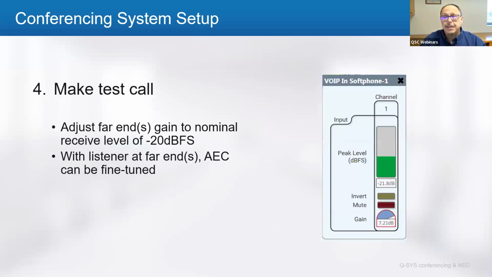The next thing is make a test call. We're going to adjust the far end's gain to a nominal level. When the far end audio comes in, while we're making the test call, we're going to adjust that level and make sure that it's -20 dB full scale. With a listener at the far end, someone listening on the far end, then we can start tuning in the AEC.